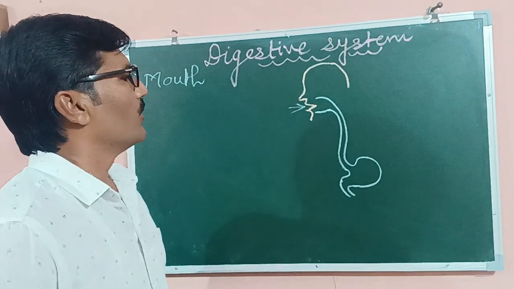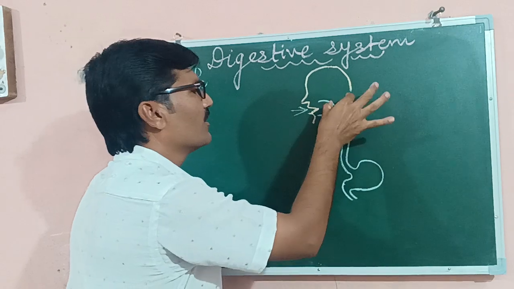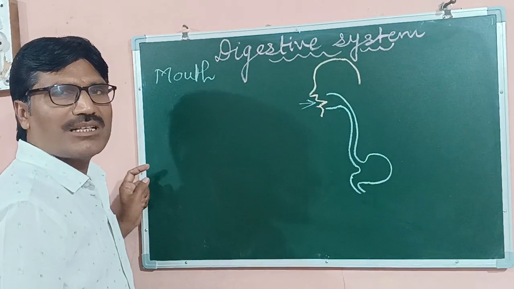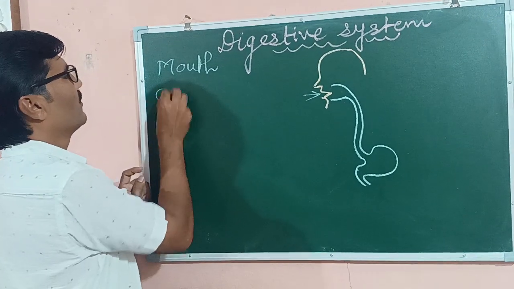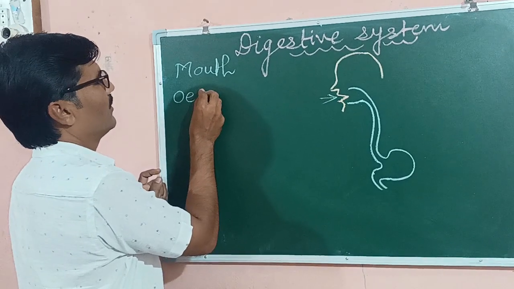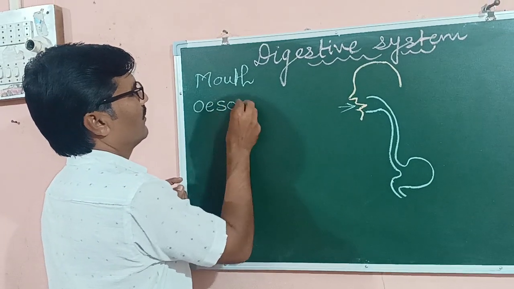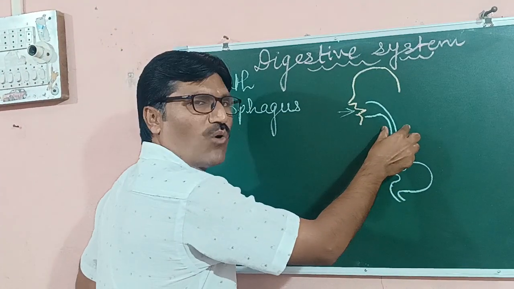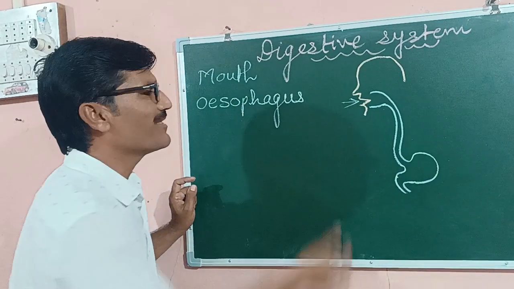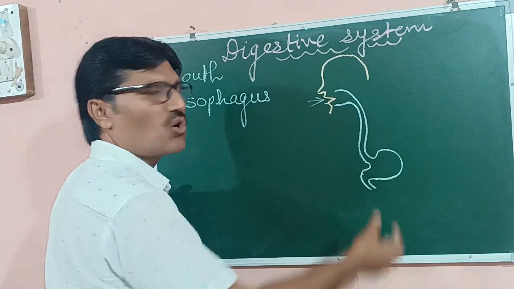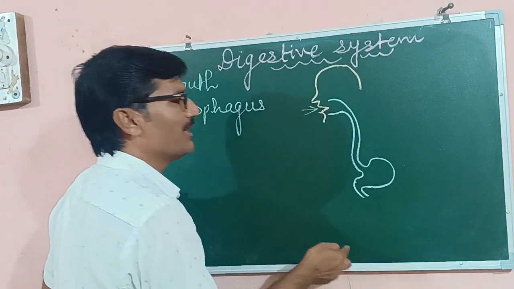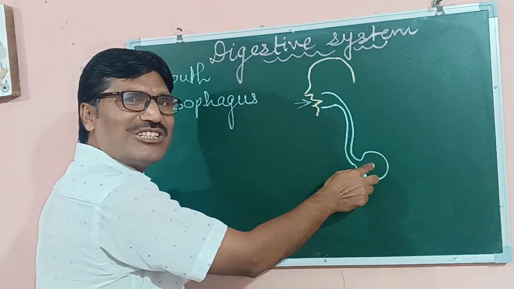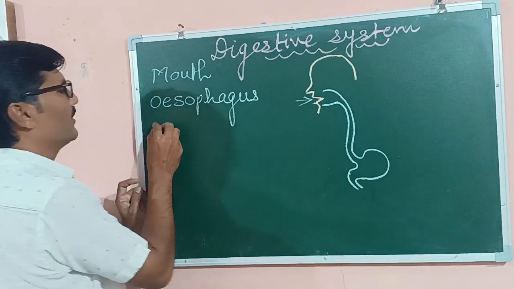Now, this part of the digestive system is called the esophagus. What do we call it? Esophagus. Now the second one, the bulging part of this canal, of this tube, is the bag-like structure. What I said, the bag-like bulging structure, it is called the stomach.